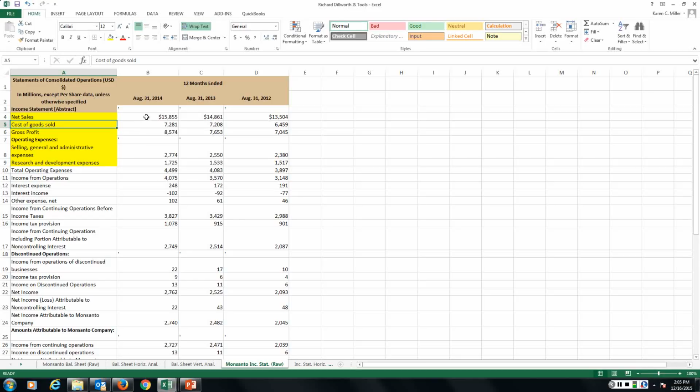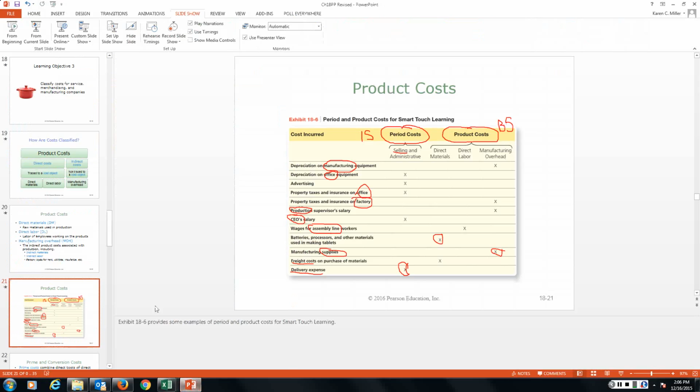So we want to see sales less cost of goods sold to get to gross profit. How profitable am I on selling and manufacturing my inventory? But then we have some additional operating expenses. Here we see selling, general, and administrative expenses. These are the period expenses that we see on that slide. These are the expenses that have nothing to do with manufacturing our product. They are the administrative and selling expenses that come after the product is actually manufactured and ready for sale.